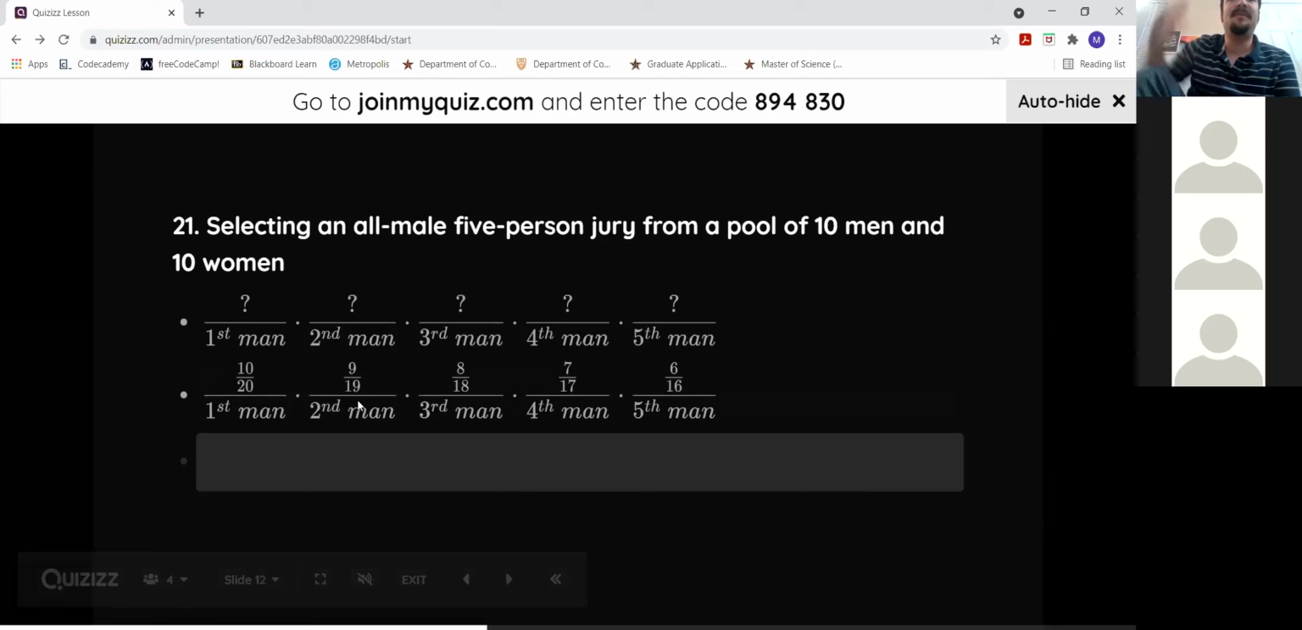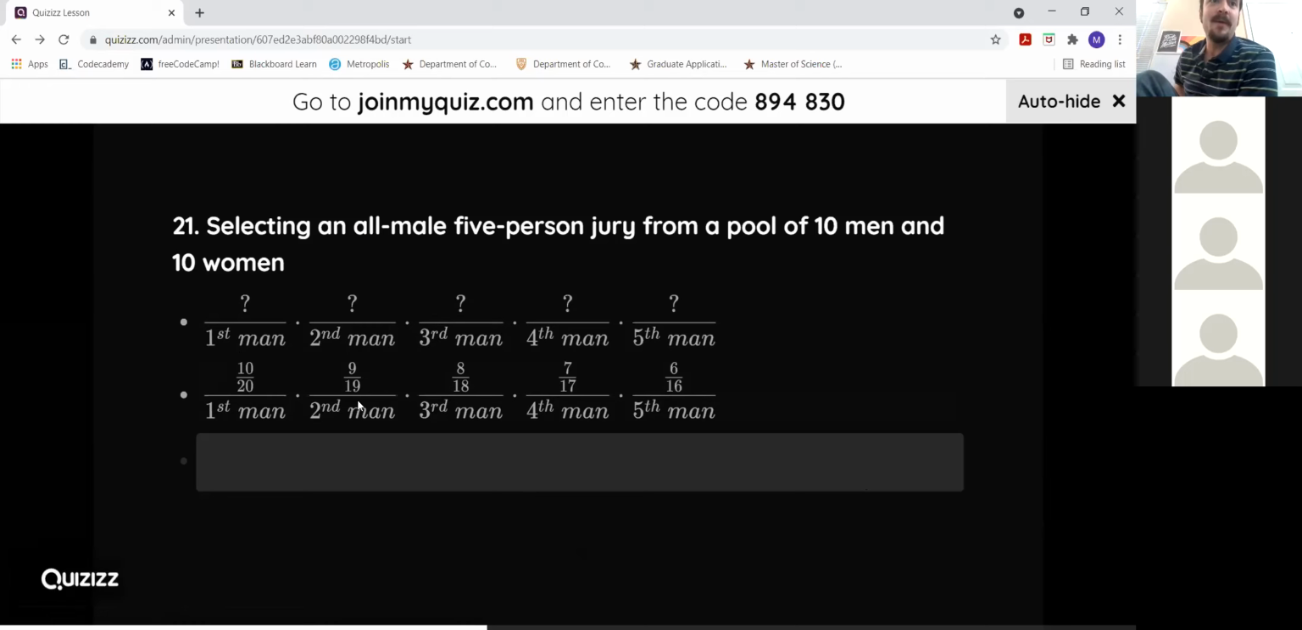10 out of 20 is my first man. I'm going to take away 1 man. I'm going to have 9 men left out of 19 people total. When I go to select my second man, my third, my fourth and my fifth, it's going to go down 1 each time. So this was the pattern that we discovered last problem.